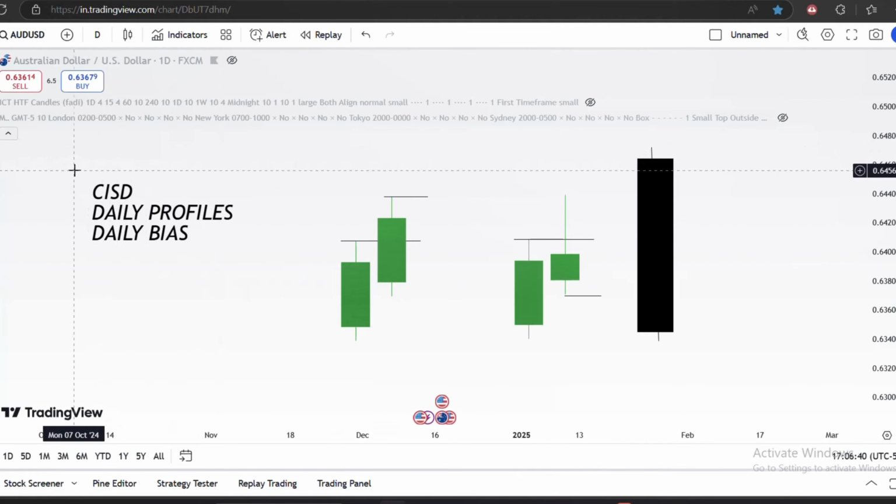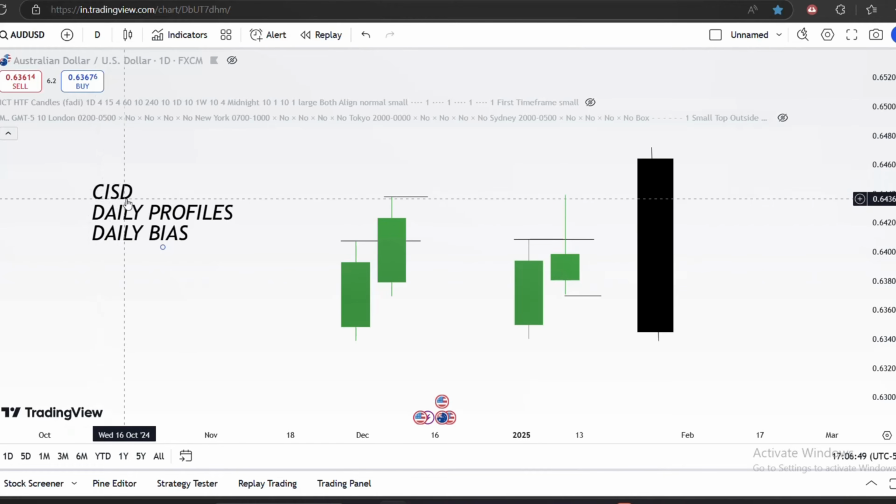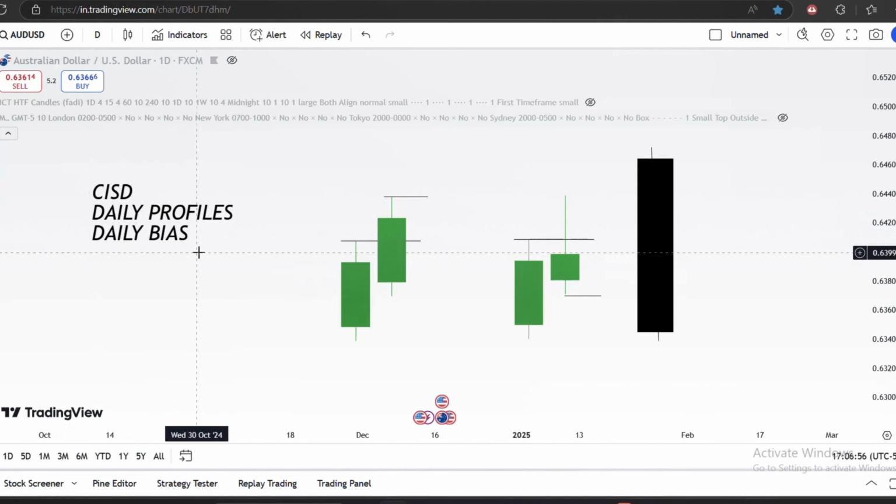So if you really want to master the TTrades Fractal model, these are the three concepts you have to master. You have to master a changing state of delivery, how changing state of delivery is formed. You have to master daily profiles. You also have to master daily bias.